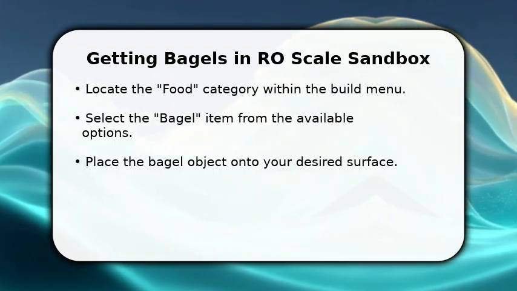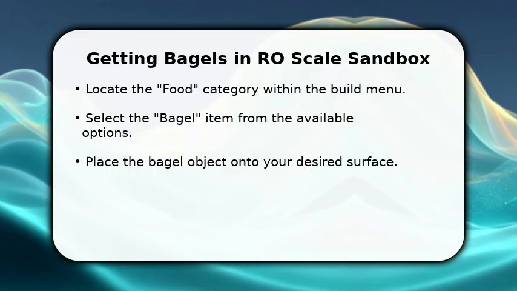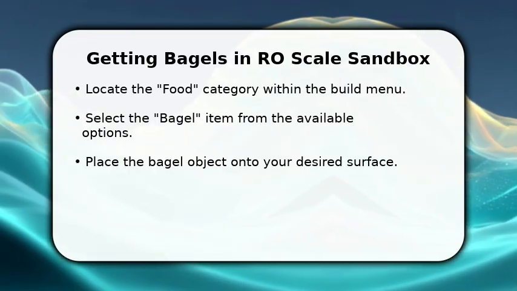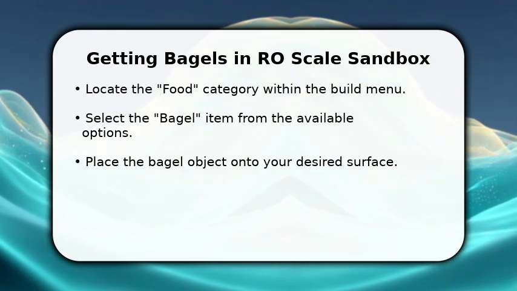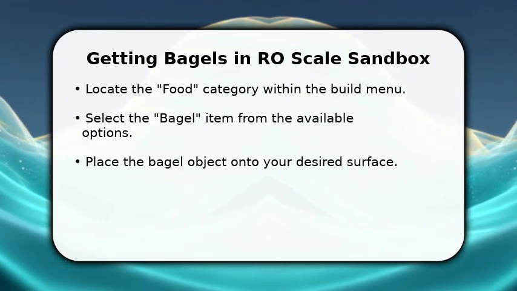Click on it to select, then move your cursor to your desired location on the map and click again to place your first delicious bagel. It's a simple three-step process to begin populating your scene.